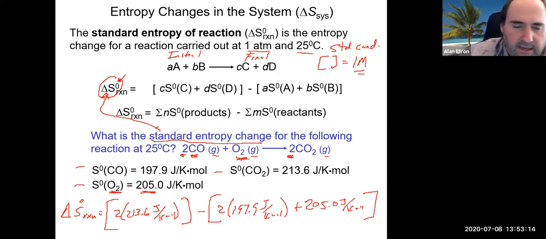And if we do all that good stuff there, it looks like perhaps we end up with minus 173.6 joules.